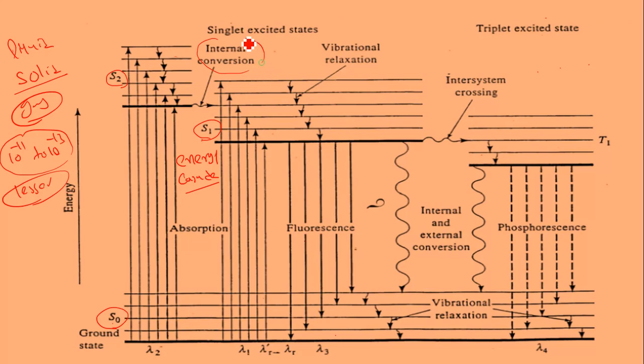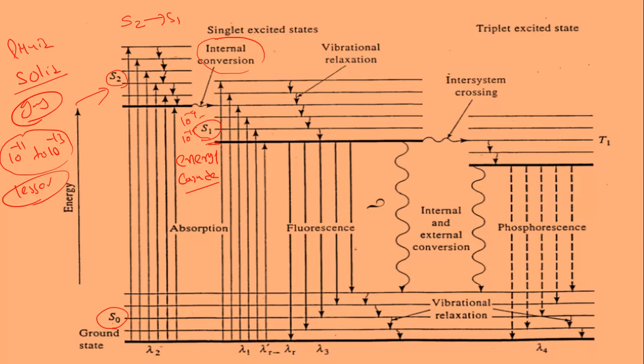Now what is internal conversion? The conversion of S2 to S1, within a period of 10 raised to minus 11 second to 10 raised to minus 13 second, is known as internal conversion. Now the electron will come over here. This is the lifetime of this S2. Now the S1 lifetime is nearly about 10 raised to minus 9 to 10 raised to minus 15 second.